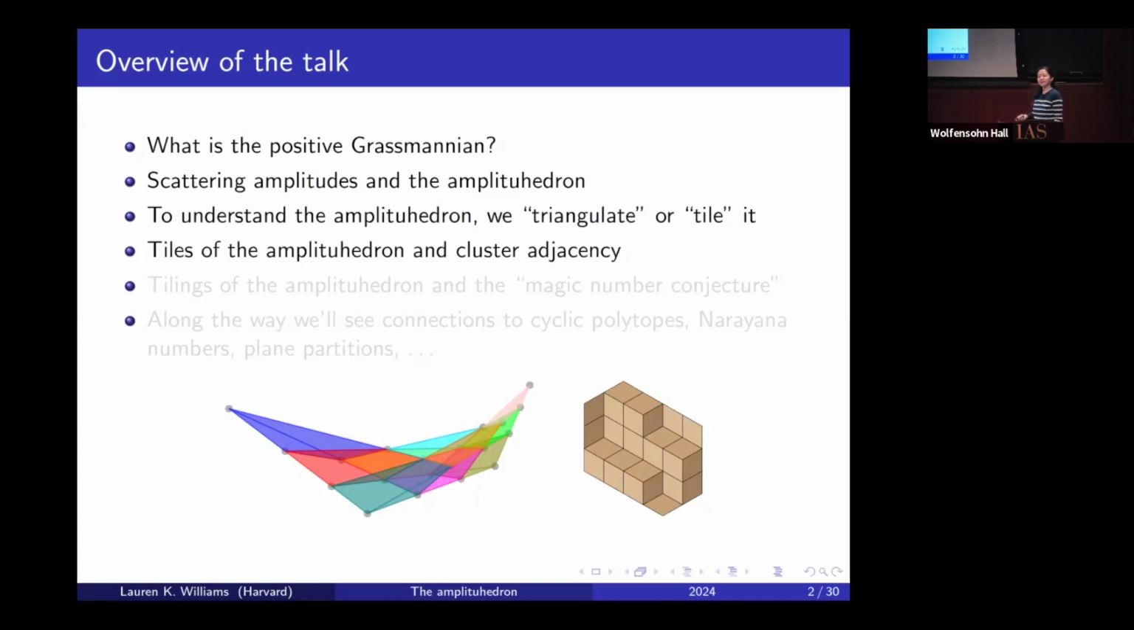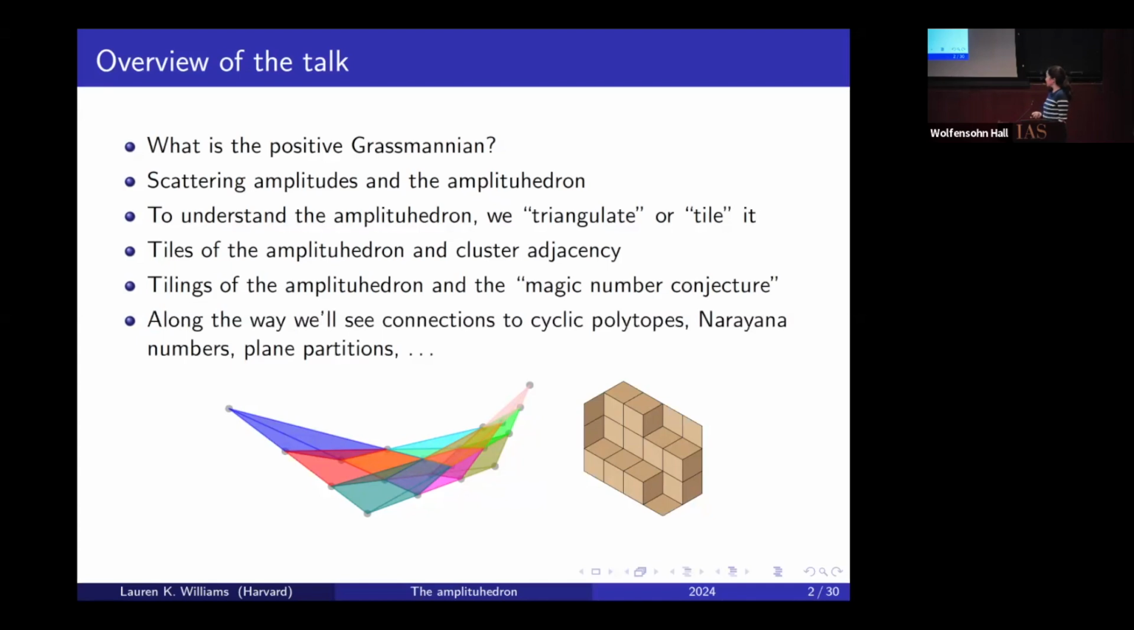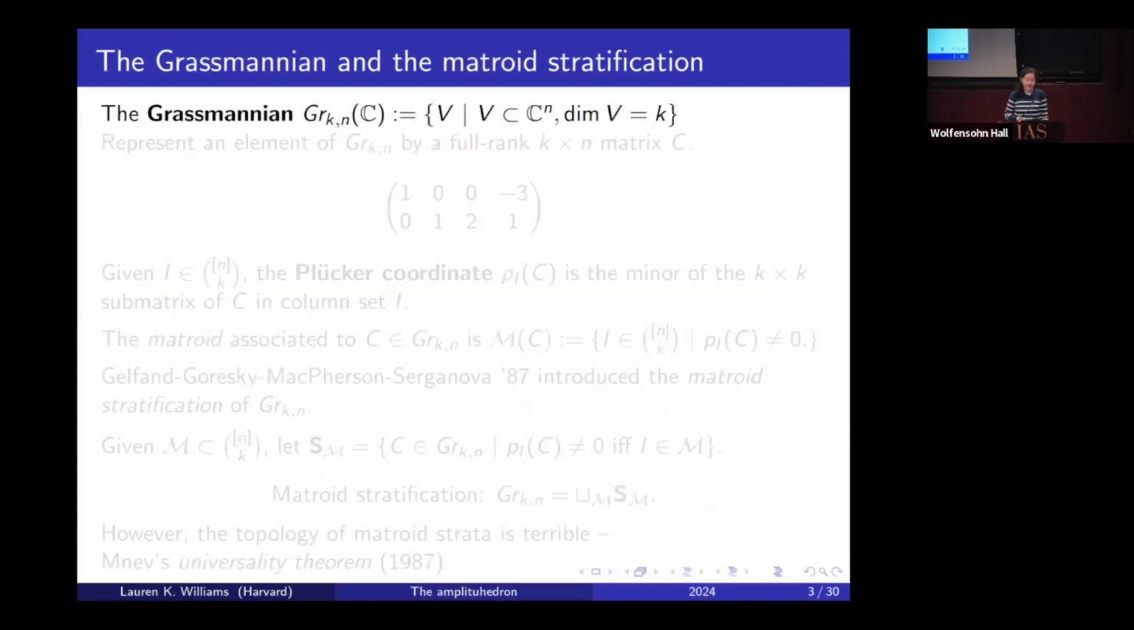Then I'll tell about the connection to cluster algebras, as has been mentioned by a few speakers earlier, Anastasia and also Laura. And then I'll tell you about a beautiful numerical conjecture, the magic number conjecture. Along the way, we'll see connections to different interesting objects from combinatorics. Please feel free to interrupt if you have any questions.